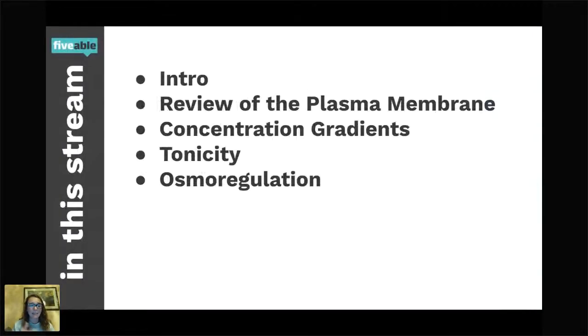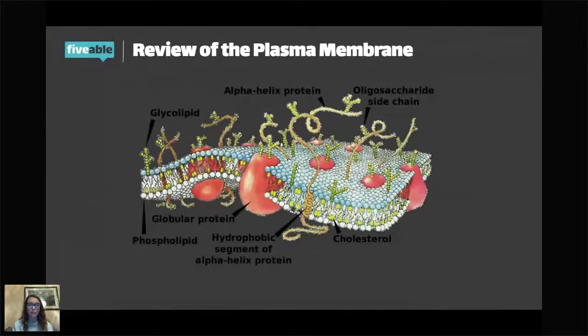And then in this particular session, we'll do a review of the plasma membrane. We'll talk a bit about concentration gradients. We'll talk about tonicity and osmoregulation, and I'll give you some real life examples of that as well, because that always makes things more interesting. Okay, so just briefly, and if you tuned into my session, I think it was a week ago, then these are all review for you.